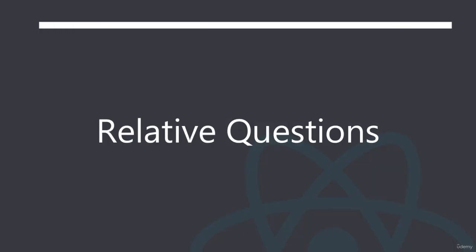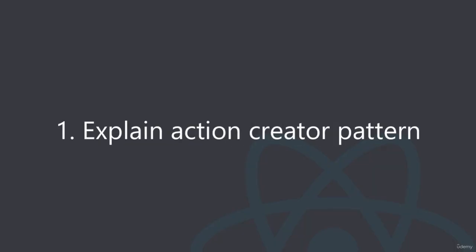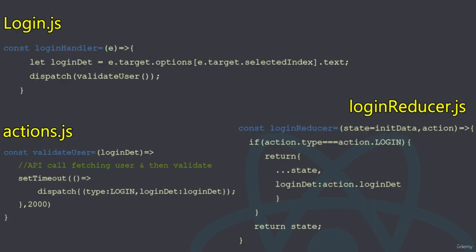There can be one relative question, and that is about action creator, though we have already discussed, but yes, this is an important point. Action creator is a pattern. You use it with the dispatch. Inside dispatch, instead of passing an object literal like this, you give a function which eventually returns the object literal only.